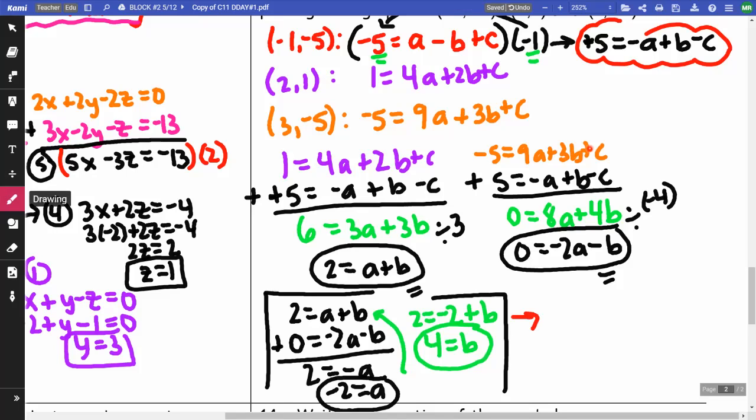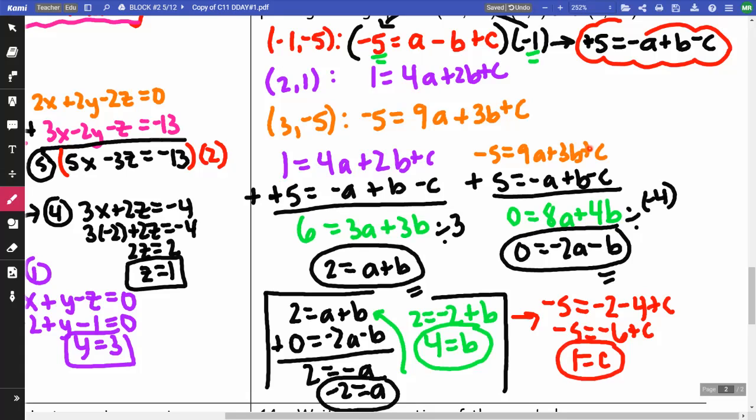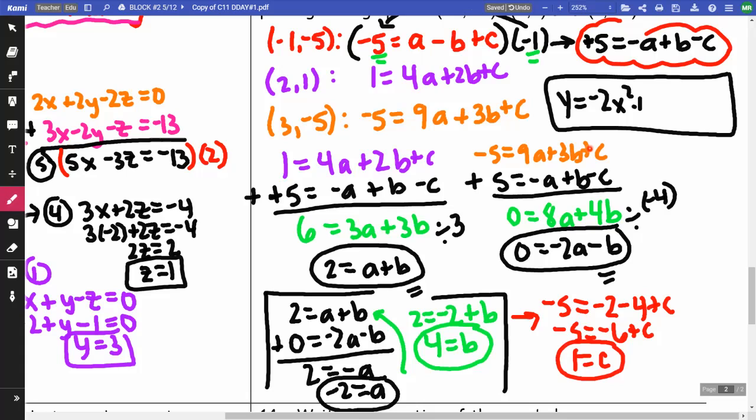So now I'm going to take these and go -5 is equal to my a, which is -2, minus b, so that means it's going to be a -4 plus c. So I get -5 equals -6 plus c. I add 6. I get c is equal to 1. Okay. And so remember, our goal was to come up with the equation. So our equation, I'm going to put it in this box up here, y is equal to -2x squared plus 4x plus 1.